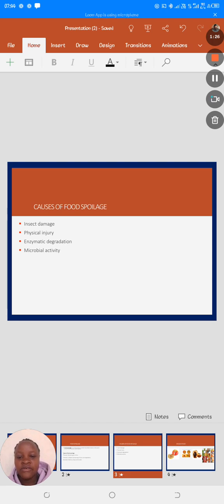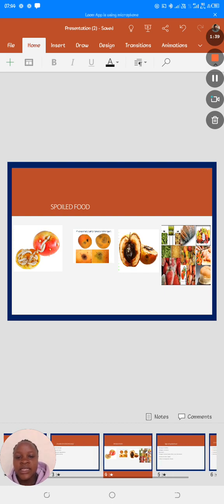We have causes of food spoilage. We have insect damage, physical injuries, and then enzymatic degradation and microbial activity. These are the images showing how food has been spoiled. For example, in the first picture we have insect damage. The other one we have physical injuries. Maybe when you are visiting them, you can see them getting injuries.